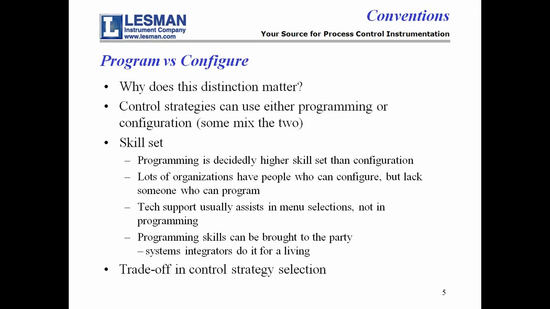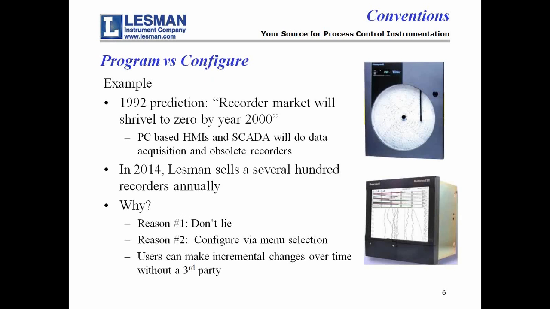An example that's not a control, but a recorder, is that in 1992 or thereabouts, the prediction was made that the recorder market would be gone by the year 2000. The reason for that was DOS PCs had come into the marketplace, they'd been accepted by business, and the assumption was that HMI and SCADA packages on a PC would do what recorders do and would just drive the recorder market to zero. 25 years later, we're still selling hundreds of recorders annually.